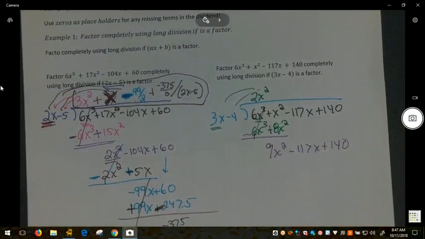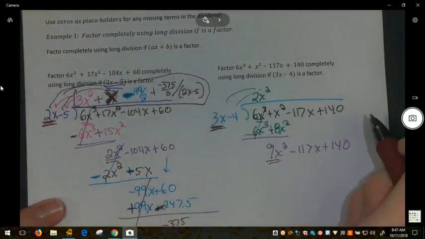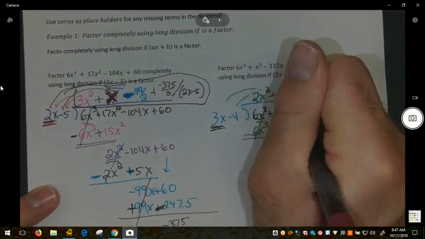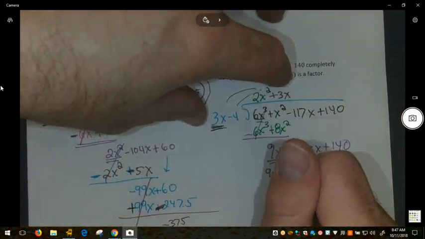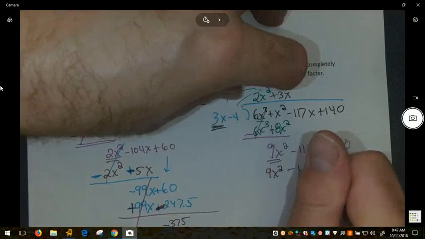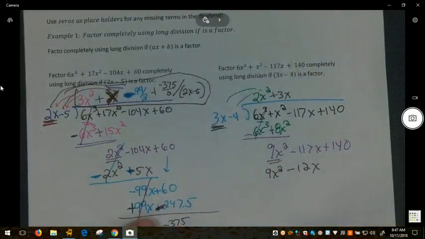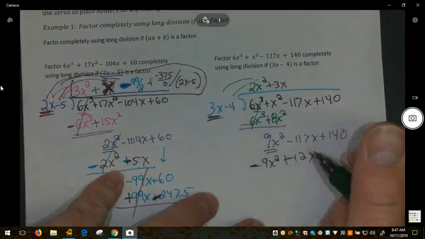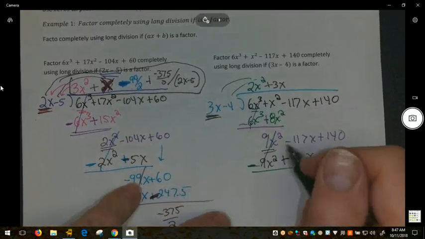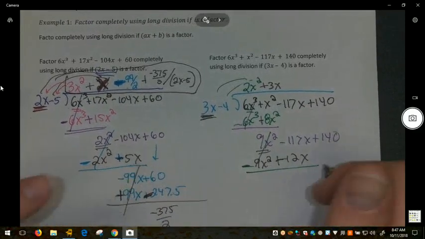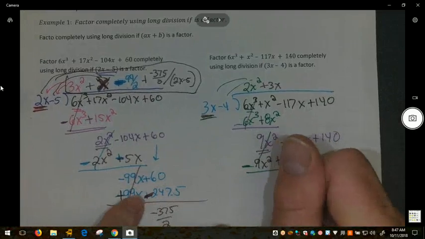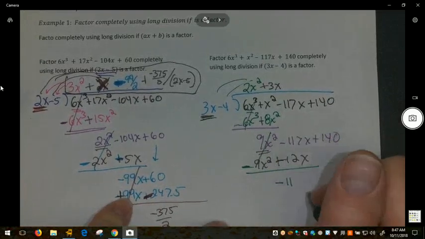To multiply to 9x squared, 3x would have to be multiplied by positive 3x, giving us 9x squared minus 12x. Change the sign on the terms we just generated. Combine like terms. The first ones go away. Now we have negative 117 and 12, which is negative 115x.